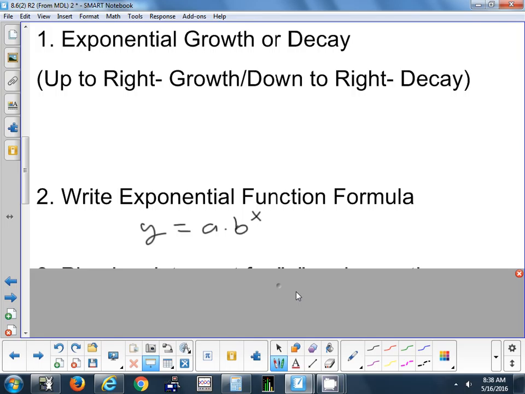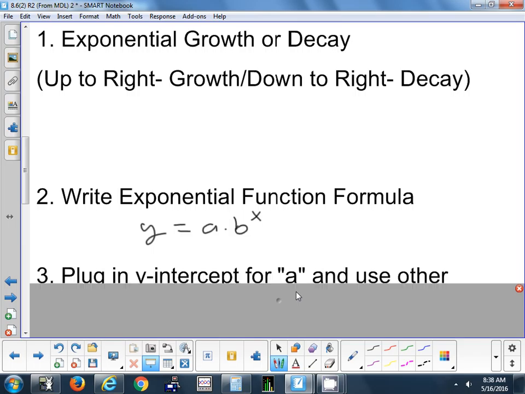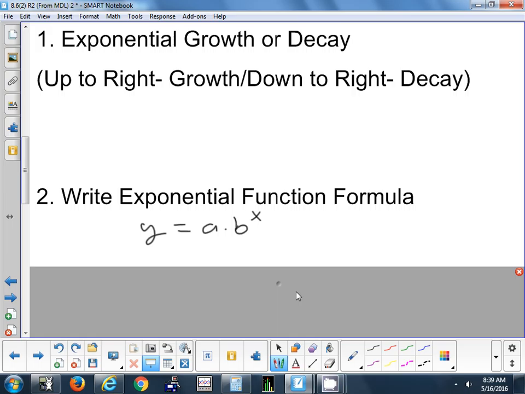Does anybody remember when we're looking at a table, how do you get a? Anybody remember how we get a when we're looking at a table? Yep, the x value is 0. Okay, I'm going to write that. When x is 0, what else do we have to do? Look at the y. That's the key. When x is 0, look at y. Exactly what we did with a table. When x is 0, look at the y.